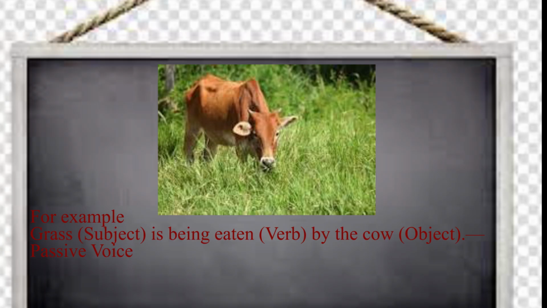Verb 3, or past participle. The past participle of eat is what? Eaten. So grass is being eaten by whom? By the cow.